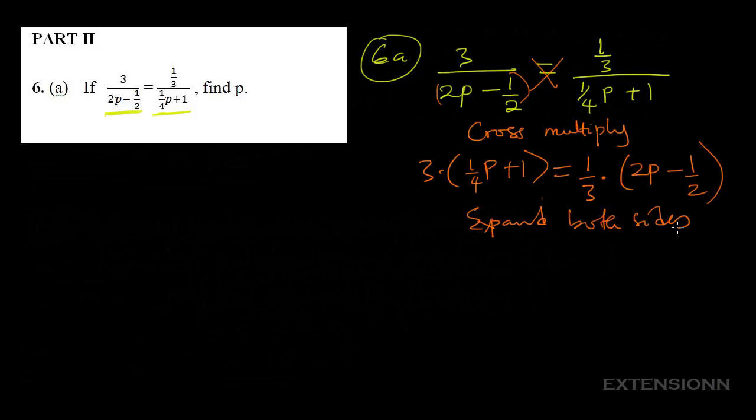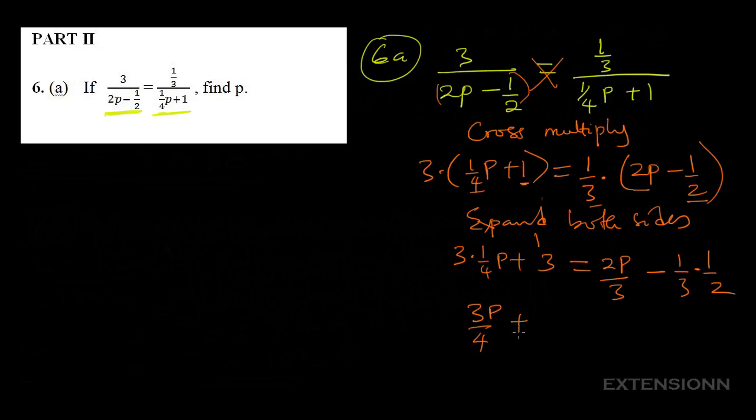So we expand both sides. By the time we expand both sides, we'll have 3 times 1 all over 4p plus 3. That's 3 multiply this one, 3 also multiply 1 will give us 3. So you have 1 over 3 multiply 2p, you have 2p all over 3 minus 1 over 3 dot 1 over 2. So by the time we expand this, we have 3 all over 4p plus 3 equals 2p all over 3 minus 1 all over 6.